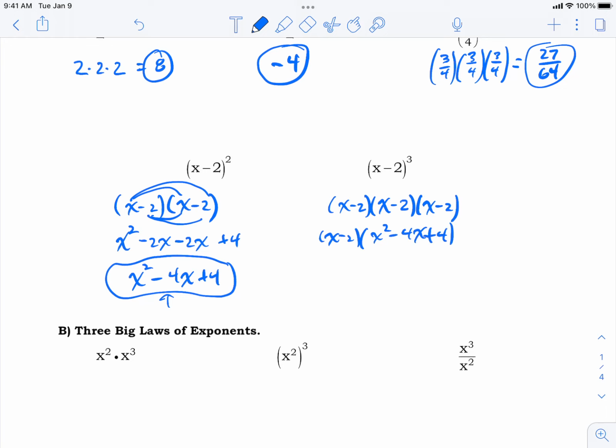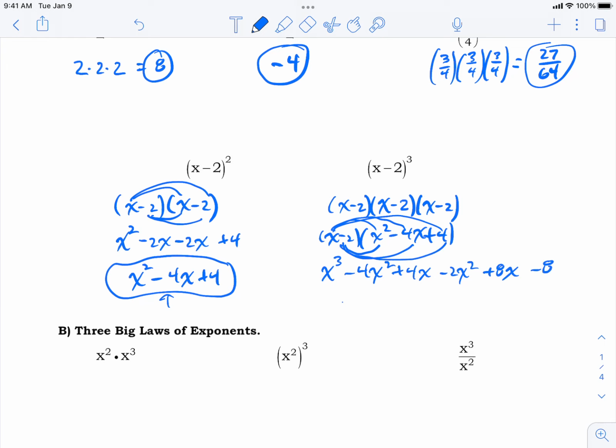And then we got lots of multiplying to do here. X times x is x cubed. And then I got a minus 4x squared. And then I got a plus 4x here. Okay, now I got a negative 2x squared. And then I got a plus 8x. And then I got a minus 8.